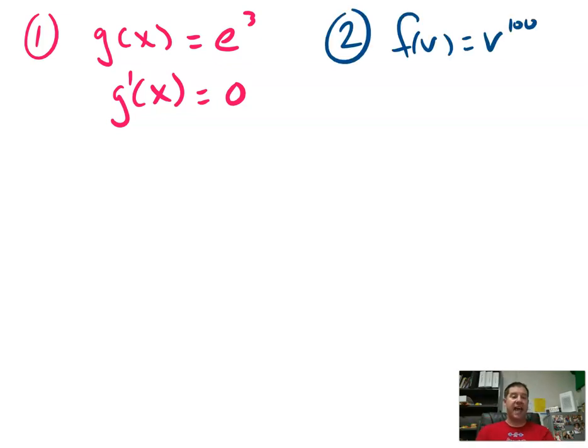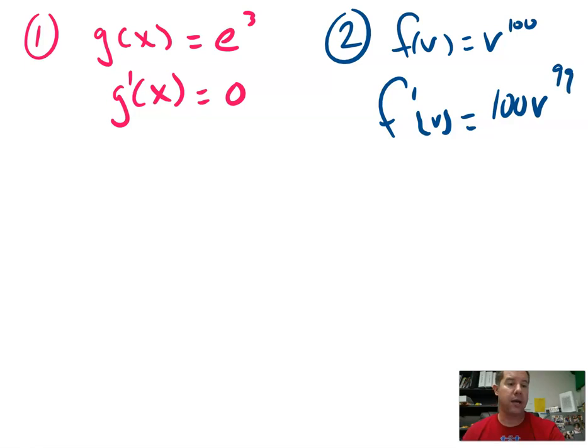Okay, next one is f of v equals v to the 100. If I want to take the derivative of f of v, again, this would be the power rule. So f prime of v would be the power becomes the coefficient, v, and you take 1 away. So 100v to the 99th.